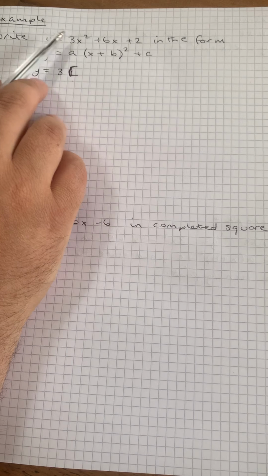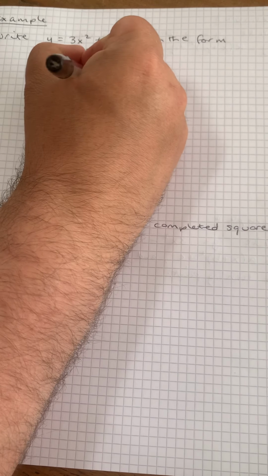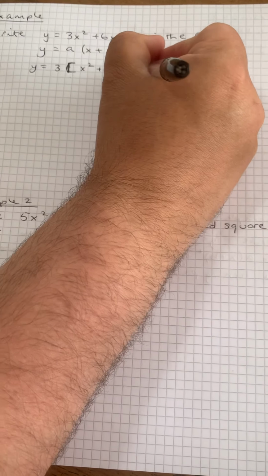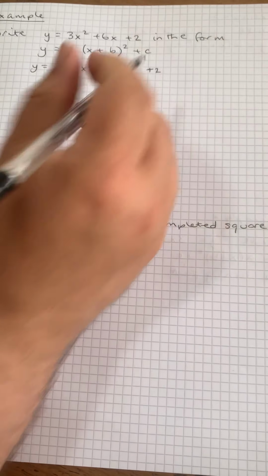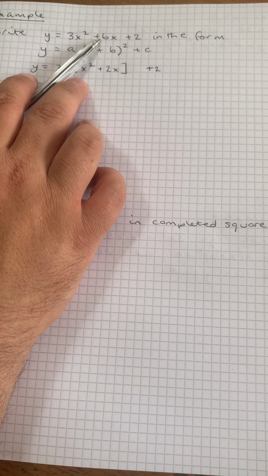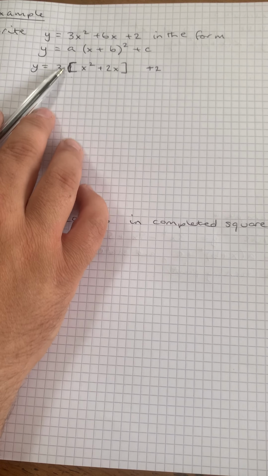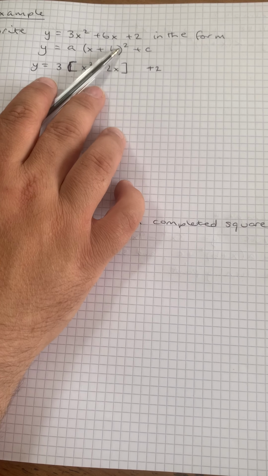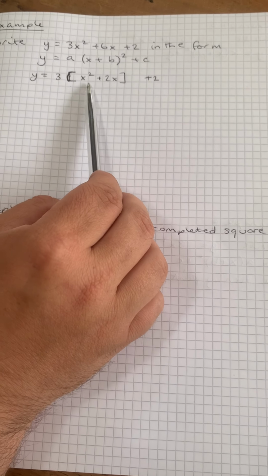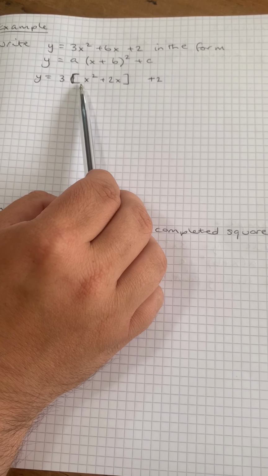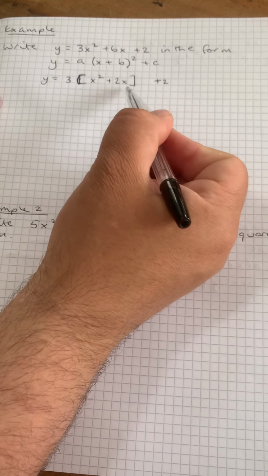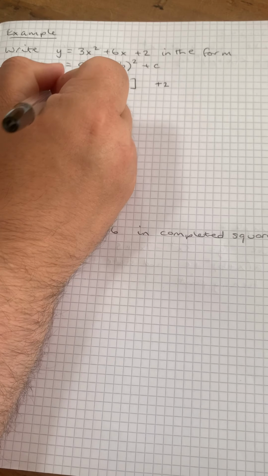So if I take a common factor of 3, I get 3, and then bracket x squared plus 2x, close the bracket, and then I'm going to put my plus 2 at the end. So all I've done there is take a common factor of 3 from the 3x squared plus 6x. Now you'll notice my bracket is a square bracket rather than the normal curved brackets. It's basically because I'm going to put another bracket inside the square bracket, so to show the brackets are different, I'm going to use square brackets and curved brackets inside each other.